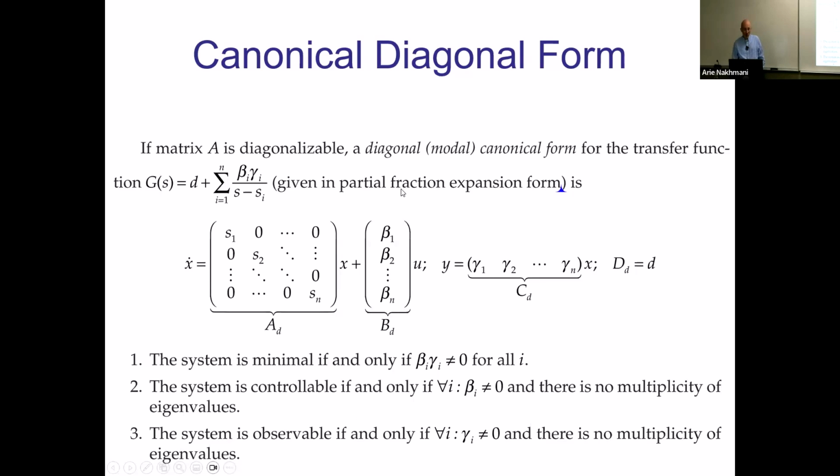The system is minimal only if all of these multiplications are not 0, which means if any of these coefficients is 0, it's the same as saying that you have cancellation between zeros and poles. Then one or more of these coefficients will be just 0. So that multiplication should not be 0 for all i, and then the system is minimal. The system will be controllable if, for all inputs, all of these betas are not 0. So if you choose all betas not 0, then the system will be controllable. If you choose all gammas non-zero, then the system will be observable. This is how it works. Questions?